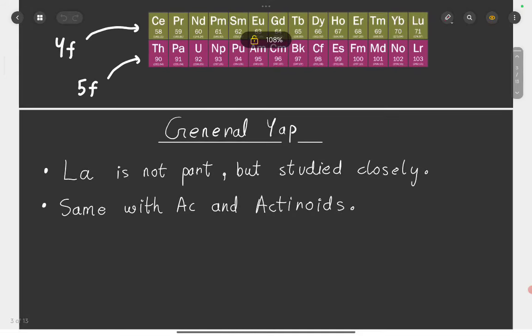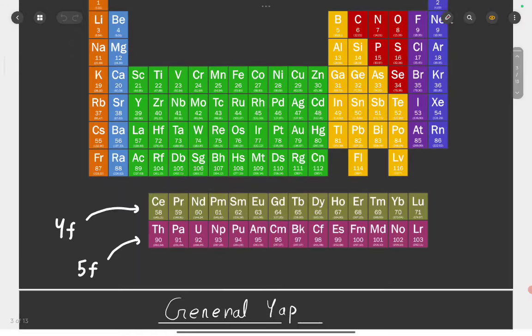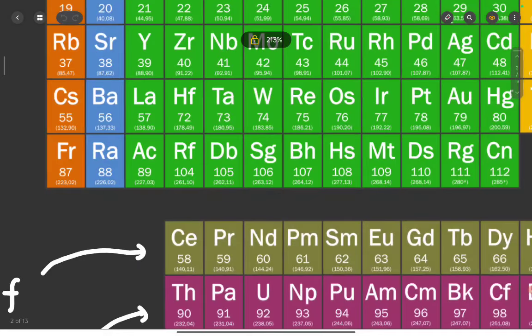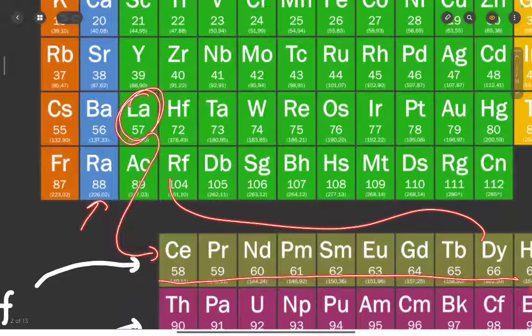Let's learn about the general points. Well, lanthanum is not a part of the lanthanoids. Like you see, lanthanum belongs to the mainland of the periodic table. It's 57, and after that we skip to 58. The 4F subshell gets filled. Then we come back to 72.